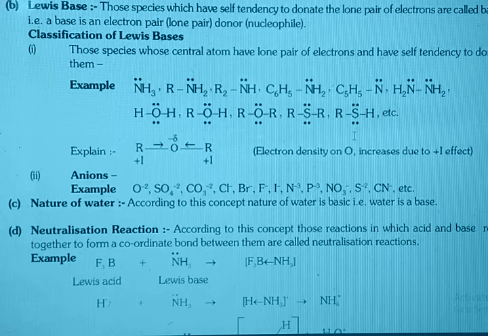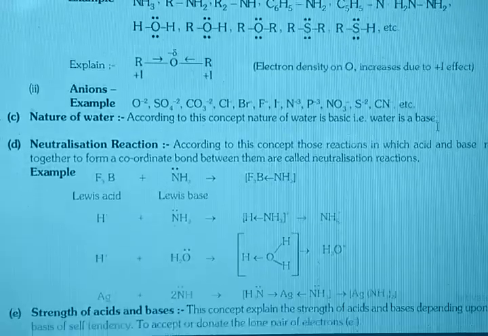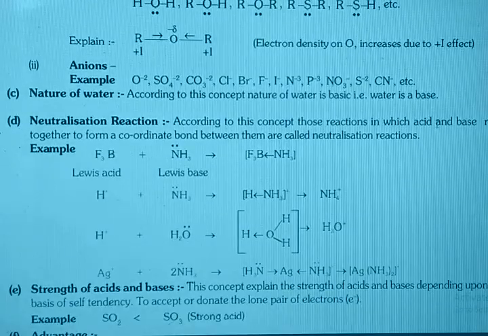You can see some cations in acids, and in bases they are anions: O2 minus, SO4 2 minus, CO3 2 minus, Cl minus, Br minus, F minus, I minus, N3 minus, P3 minus, NO3 minus, S2 minus. So these are Lewis bases. What is the nature of water? According to this concept, the nature of water is basic.